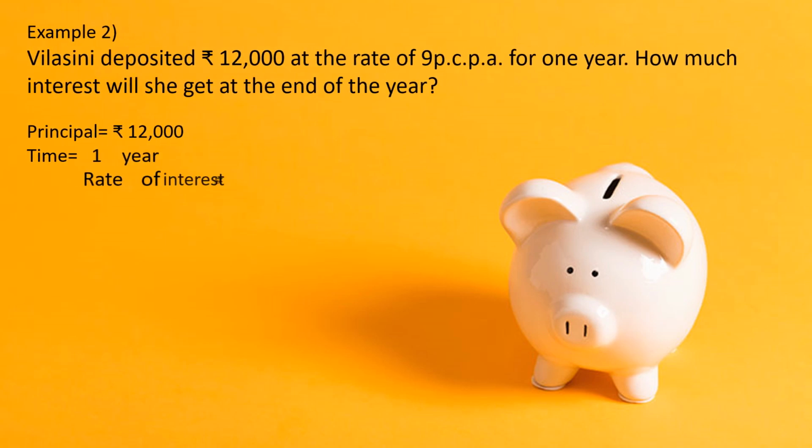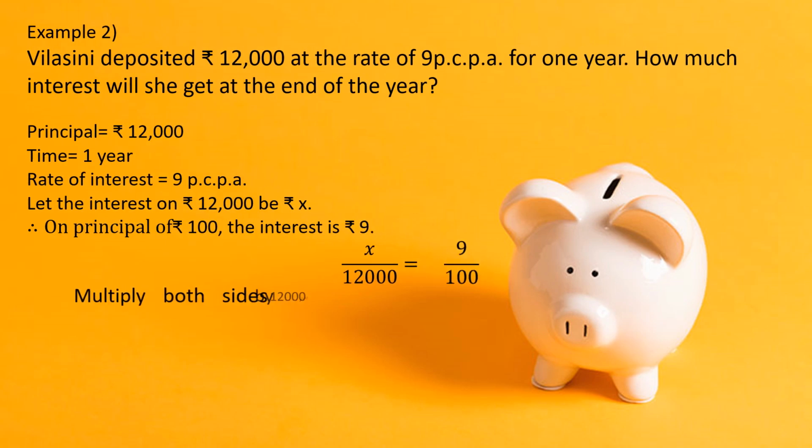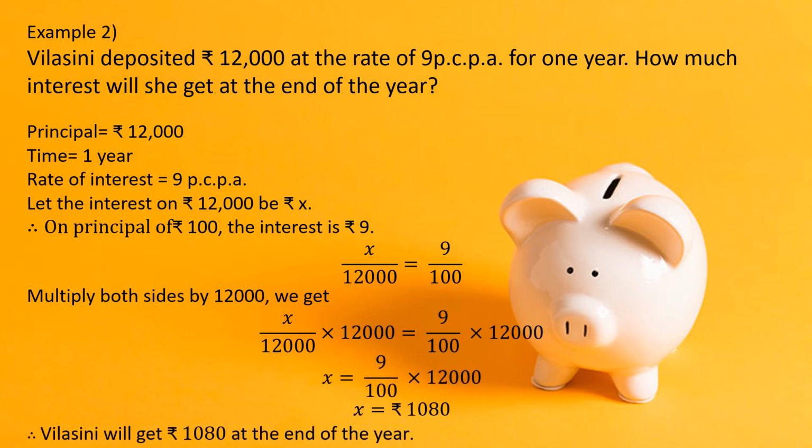Let us understand the concept much better with some more examples given over here. Vilasini deposited rupees 12,000 at the rate of 9 PCPA, that is 9% per annum. PCPA means percent per annum for 1 year. See, 12,000 she deposited, that means she gave to the bank. Rate is 9% per annum. How many years? 1 year. Now what is the interest she will get at the end of the year? Let us find. Principal is 12,000, time is 1 year, rate is 9% per annum.